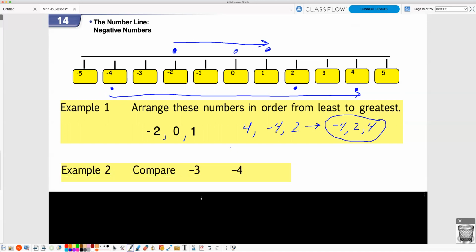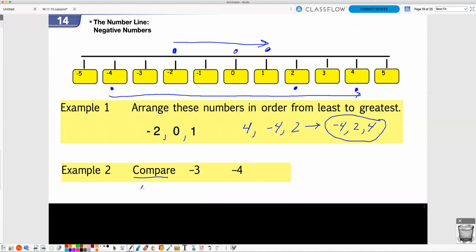Let's go to example 2. Compare -3 and -4. So what does it mean when we use compare? Is it less than, greater than, equal to? You could even get into greater than or equal, or it could be less than and equal. There's lots of ways to compare things here. So when we're looking at -3, that's right here, and let me use a different color for us. So -3 is right here, and -4 is right here.